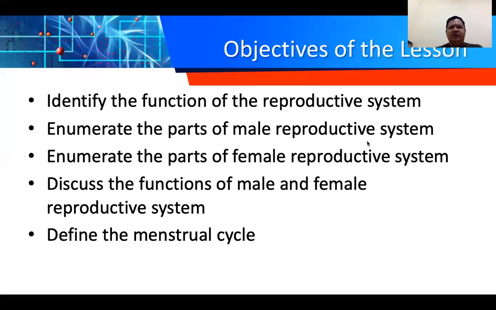Let's move on to the objective of the lesson. Identify the function of the reproductive system, to enumerate the parts of the male reproductive system, to enumerate the parts of the female reproductive system, to discuss the function of the male and female reproductive system, and to define the menstrual cycle.